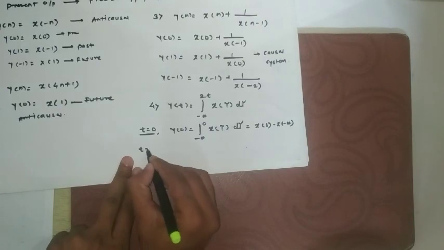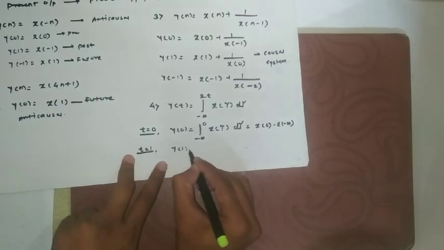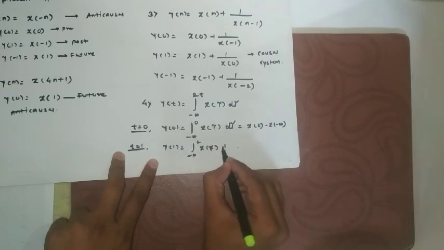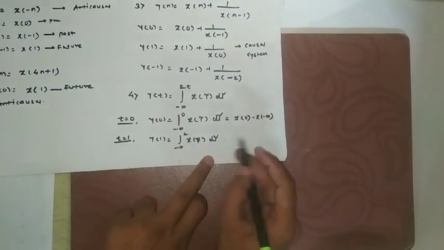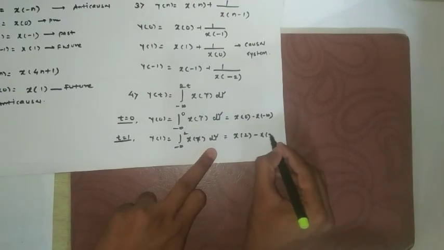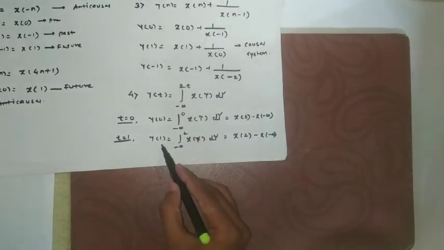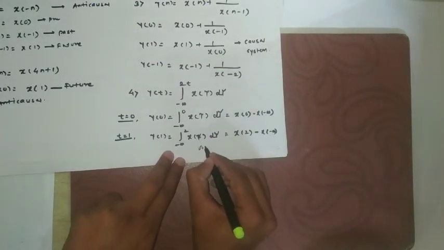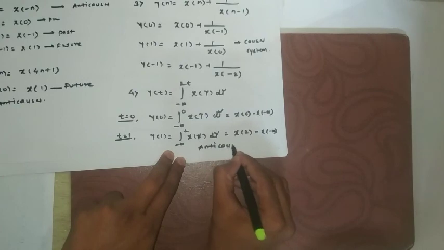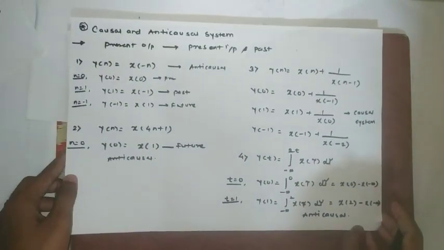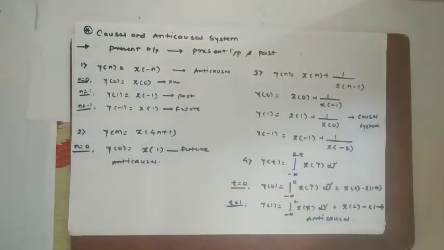Let us take one more value. For t = 1, this will be the integral from minus infinity to 2 of x(τ) dτ. So when I put the first value 2 over here, this will be x(2) minus x(-∞). Now for 1, it depends upon 2, that means a future input. So if in any case you are getting the future, the system will be anti-causal. So this is how one can determine whether the given systems are causal or anti-causal. Thank you.